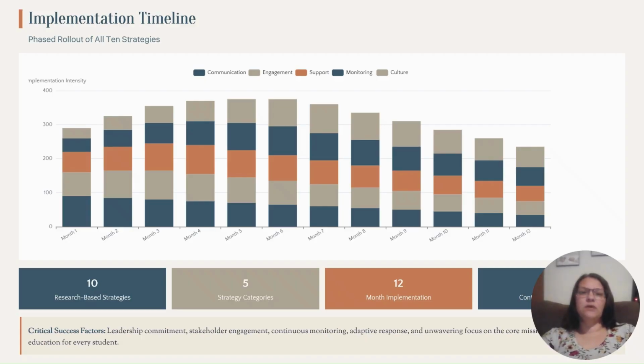Watch how the color composition shifts as we progress. Early months are dominated by communication and engagement, blue and tan. The mid-year layers in substantial support and monitoring, the orange and the dark blue sections. Later months shift towards sustaining culture and continuous monitoring as we transition from implementation to maintenance mode. The 5 critical success factors are genuine leadership commitment, meaningful stakeholder engagement, continuous monitoring throughout the process, adaptive responses when data tells us something needs adjusting, and above all, unwavering focus on the core mission, providing quality education for every student. This timeline isn't meant to be rigid. It's a flexible framework that lets you respond to what you're learning while maintaining forward momentum.